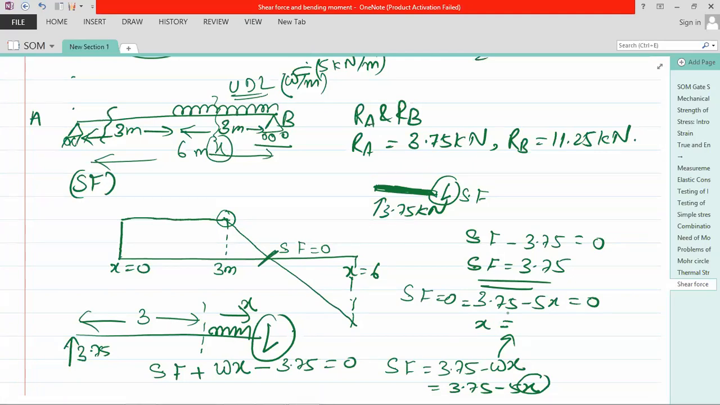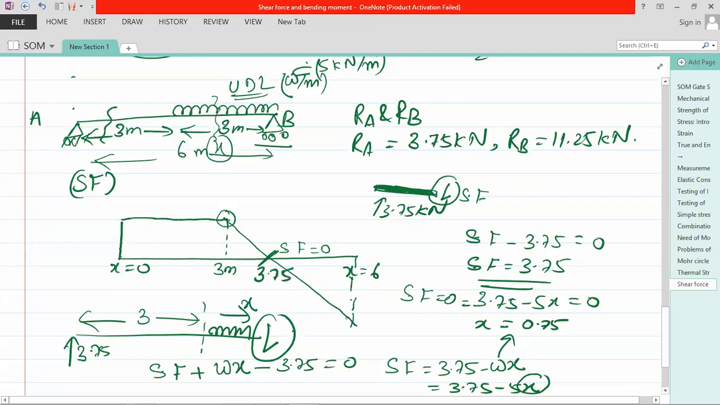What is the distance? Can anyone say? 0.7. X is coming as 0.75, I think. If not, then check this. Okay, so this is the position 0.75. And if you add 3, it is 3.75.